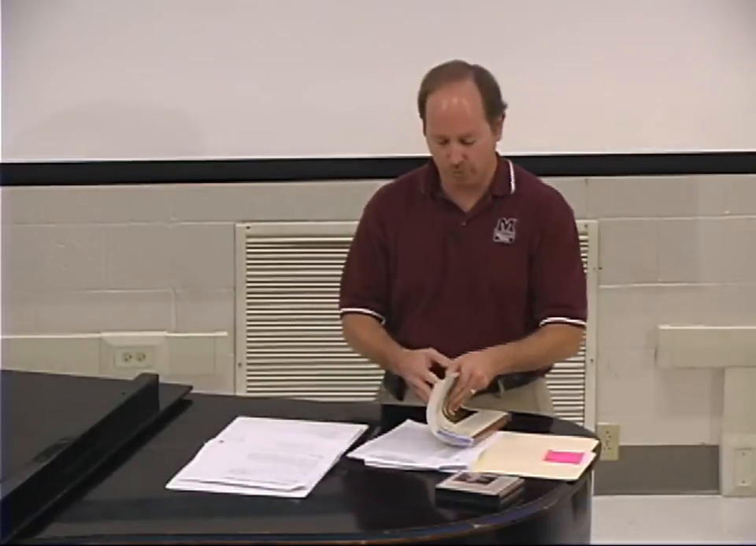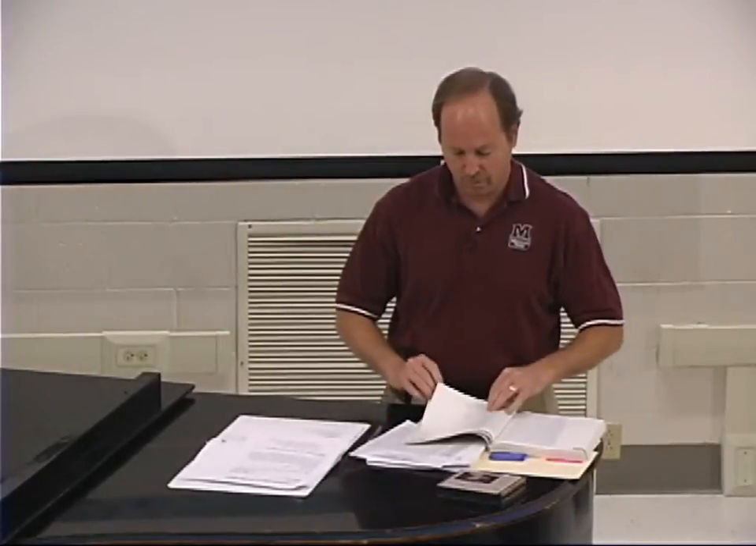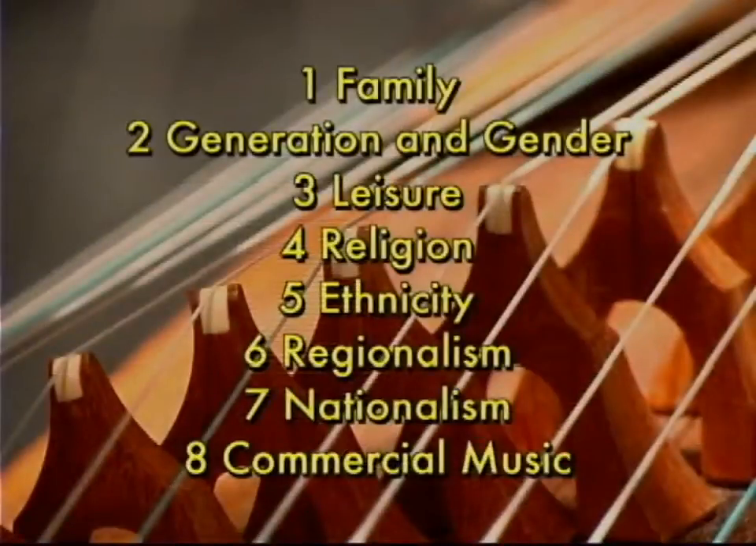As you look through your text, you will find the general descriptions of how all of these things work. So if you can turn in your text to chapter 11, those of you that have books with you today, you'll see all of these categories outlined as you go through the chapter. Family, generation and gender, leisure, religion, ethnicity, regionalism, nationalism, and commercial music.